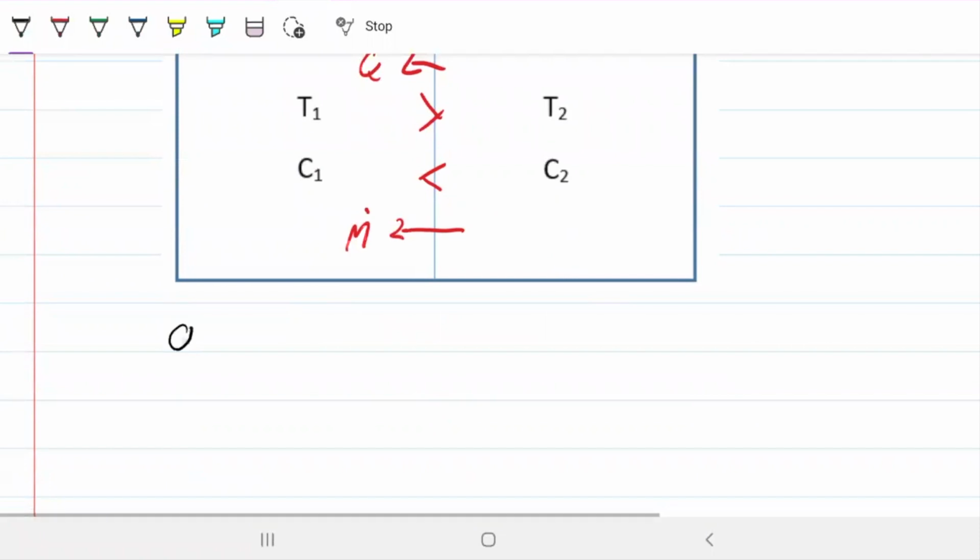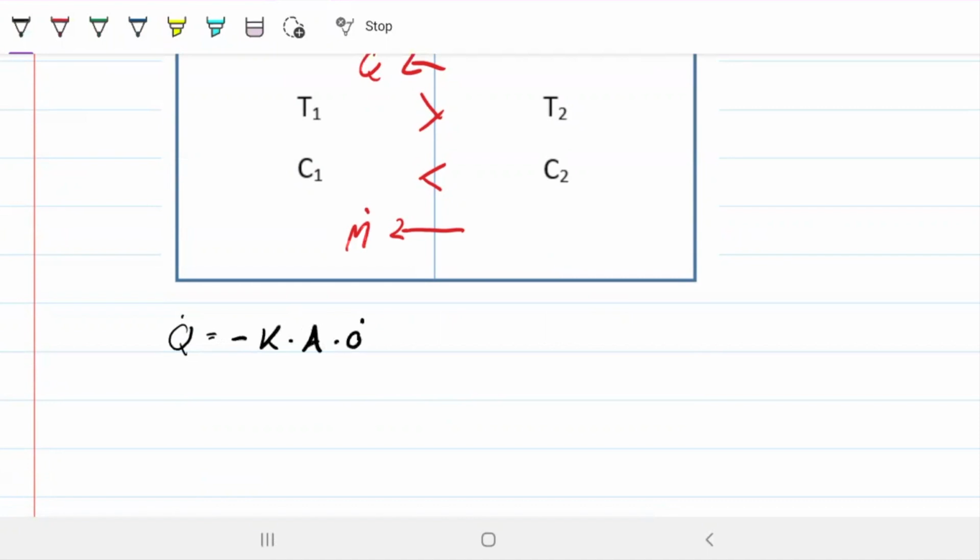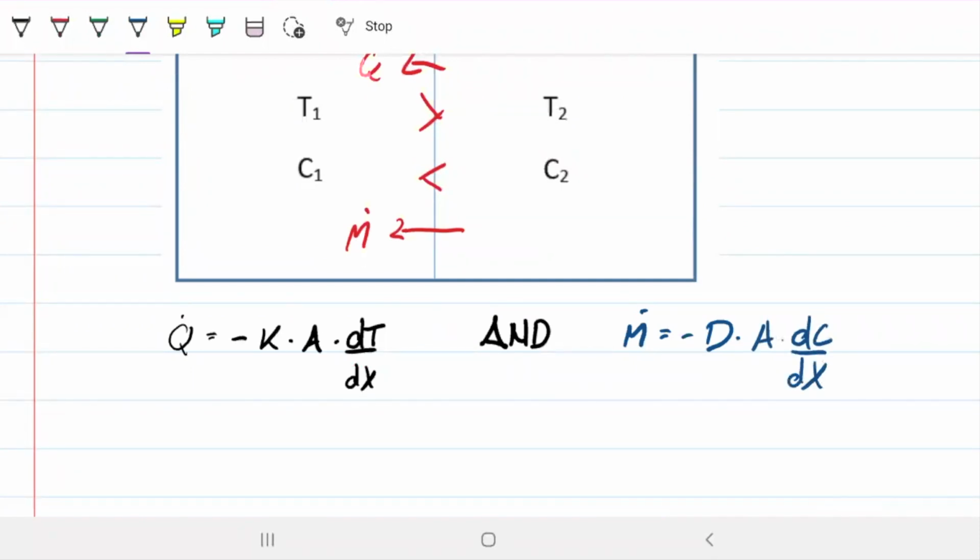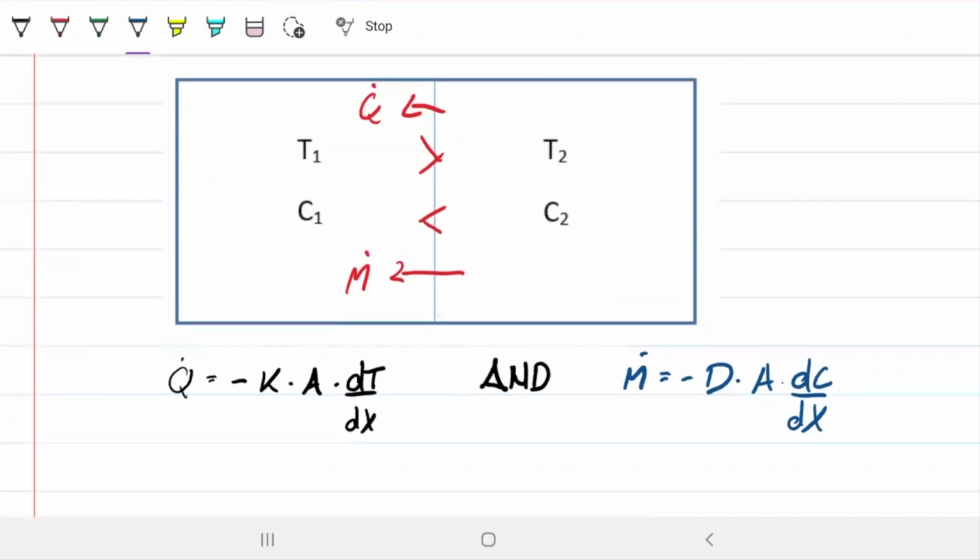So Fourier's law says that Q equals negative K A dT dx, and I'll keep the negatives for now. We'll talk about that. And Fick's law says the mass flow rate equals negative diffusion coefficient D, times A, times d concentration dx. Again, A is the area of this membrane, and x is this distance here, the distance that the Q and M need to travel.